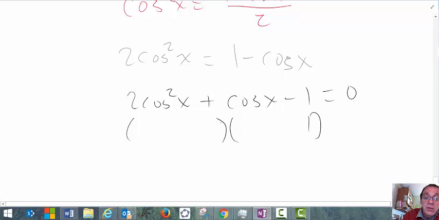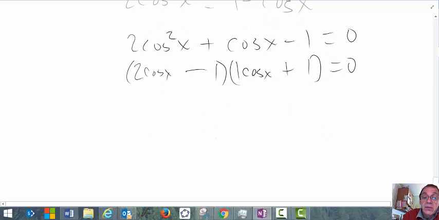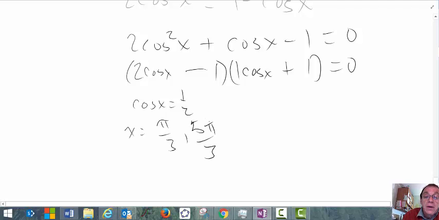Well, that's a 1, so this has to be a 1, that has to be a 1. That's a 2, so one of them has to be a 2, one of them has to be a 1, cosine x, because the sign is different. I can have a plus and a minus. It looks like this one would have to be plus, and this one would have to be minus. And if I set those two equal to 0, this one's going to get me cosine x equals 1/2, which means x is pi over 3 and 5 pi over 3.